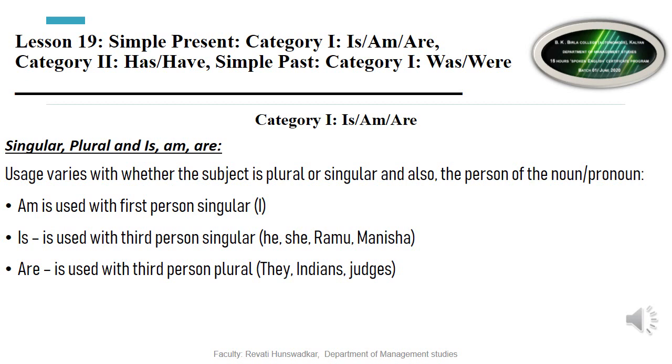Are is used with the third person plural. They are Indians. They are mad. Indians are great. So, am, is, and are. Am is singular, which is used for the first person. Am I mad? Am I horrible? Am I terrible? Is is used with the third person singular, and are is used with the third person plural.